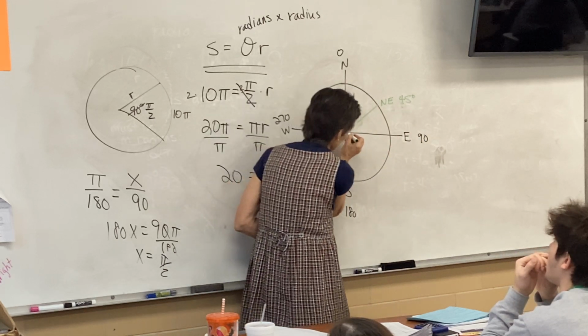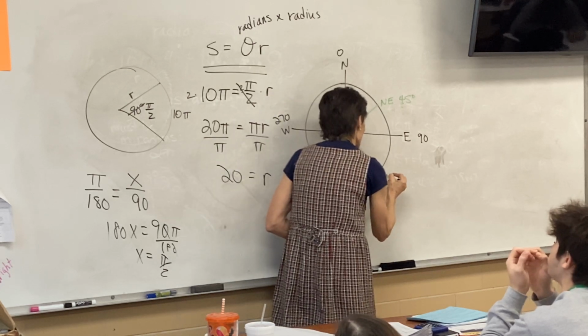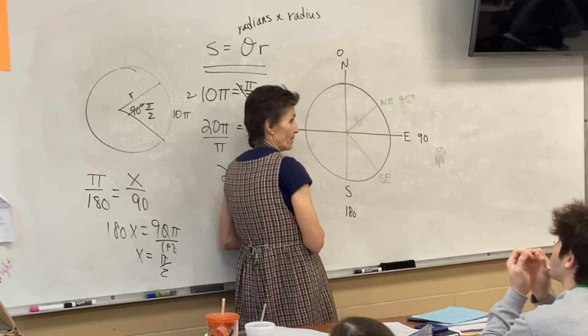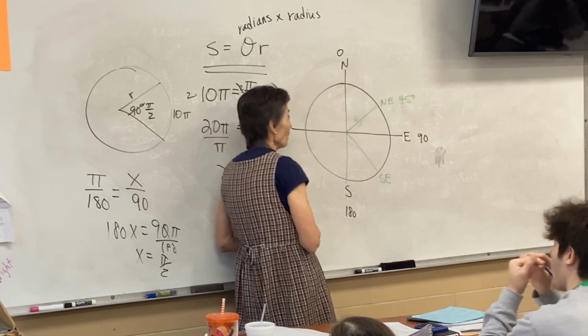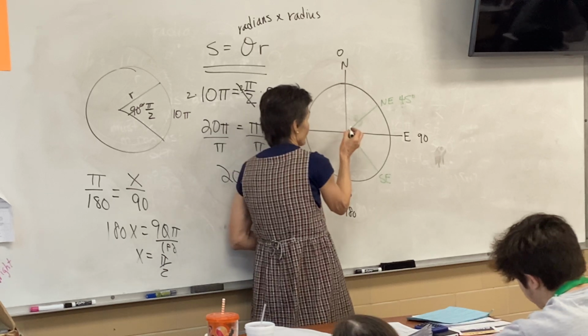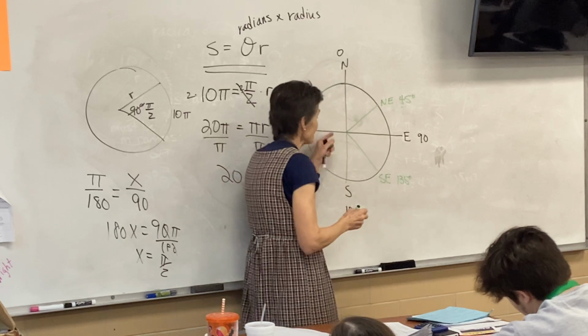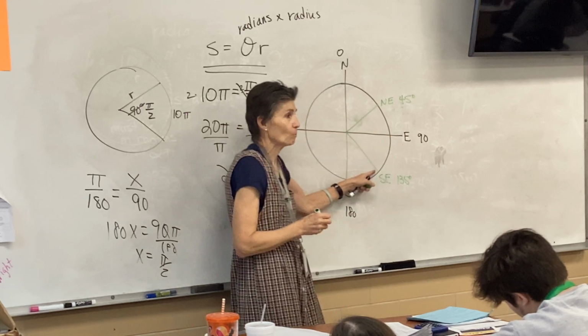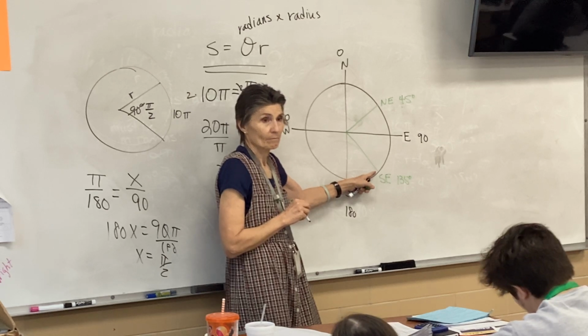What about this one? What do you think this one's called? Southeast. And what would its degree measure be? Figure it out. 135. Because isn't it 90 plus another 45? Right?